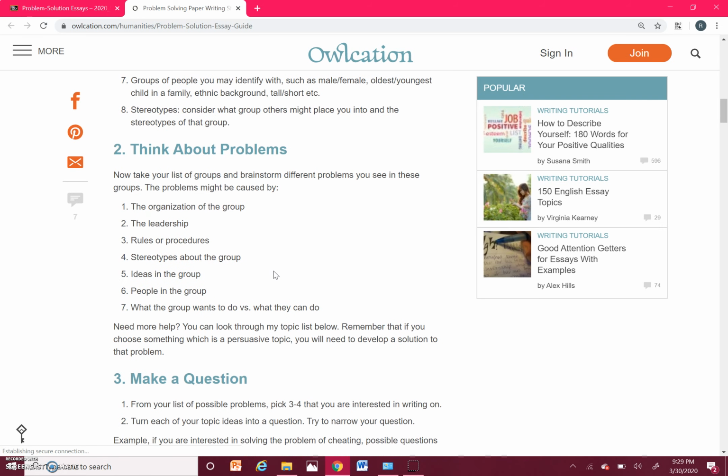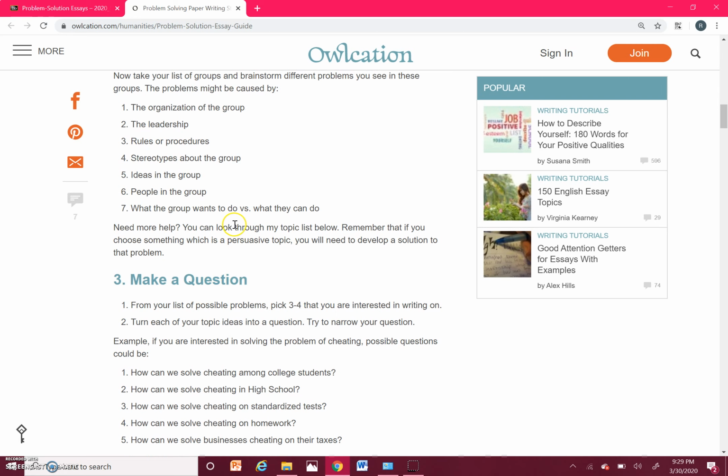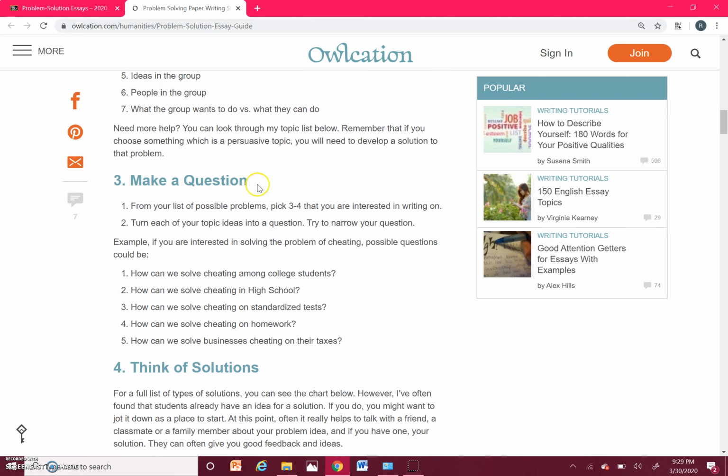Step 2 would be to think about the problems. So think about problems that relate to those different aspects. The problems might be caused by the organization of the group you're in, the leadership, rules or procedures, stereotypes, ideas in the group, people in the group, what the group wants to do versus what they actually can do, and so on and so forth.